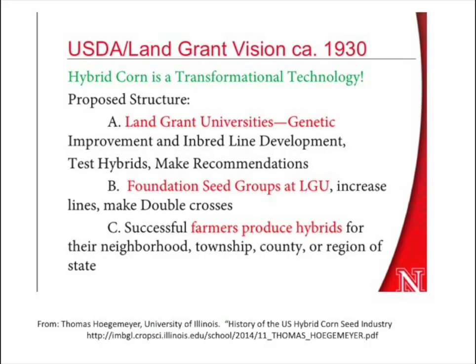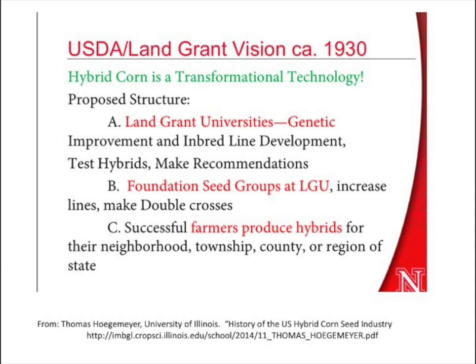The public sector, land-grant universities like the University of Illinois, were very much involved in the process, particularly in the 1930s all the way up into the 70s and 80s. The way the process worked and was envisioned, the land-grant universities would produce the inbred lines and then do some tests of the resulting hybrids and then maybe make some recommendations.